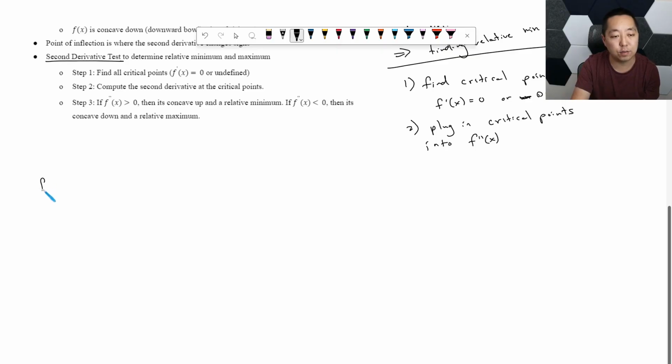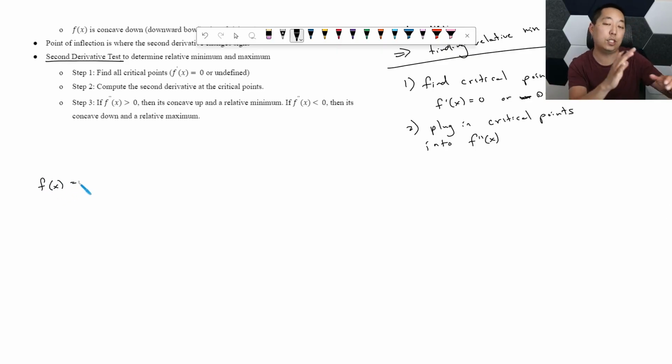Let's look at this function f of x. This is the same example we did at the beginning when I was teaching you the first derivative test. That's x cubed minus 3x squared plus 2. So if you recall, let's just go through the test here. We first find the critical points.